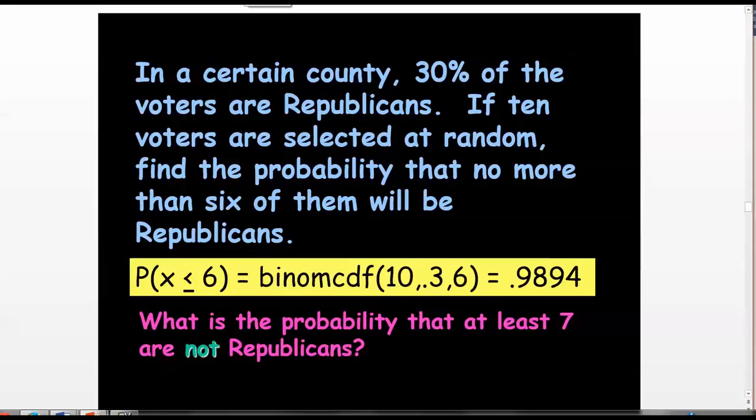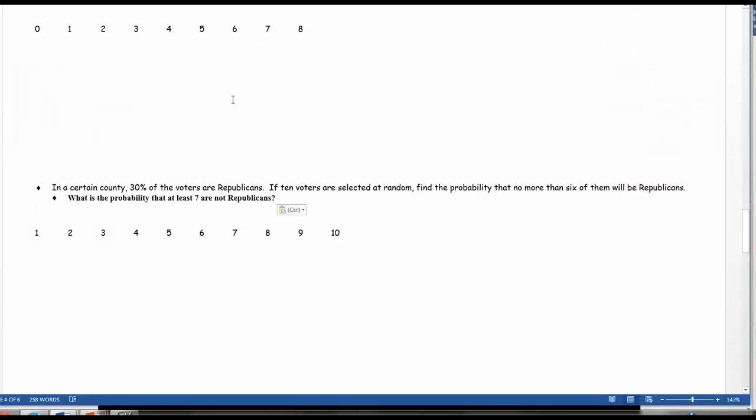So let me go back and spell this out here. At least 7 are not Republicans. So what number are we counting up till? If I said 5, would that be okay? Or 9, is that okay? So are we looking above 7 or below 7? At least 7 would mean it's got to be 7, 8, 9, or 10. So when I calculate the binomial CDF of this, I want up to 6, and I want 1 minus.